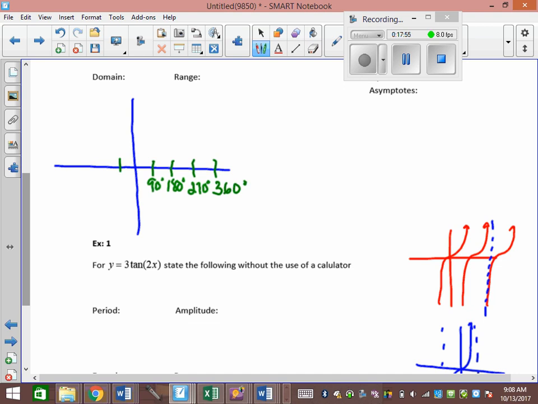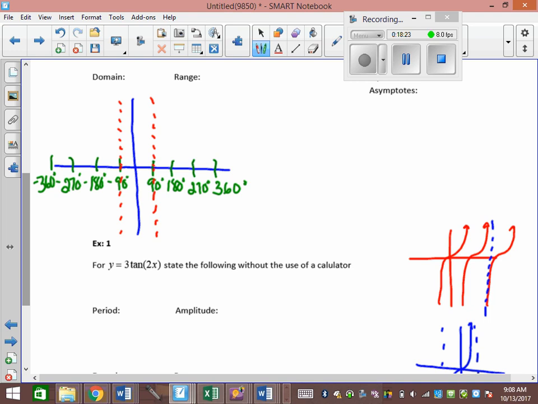And then we have -90, -180, -270, -360. Okay. So at 90, we'd have an asymptote. At -90, we'd actually have an asymptote as well, right? Because -90 is at 270. What's the distance from asymptote to asymptote?